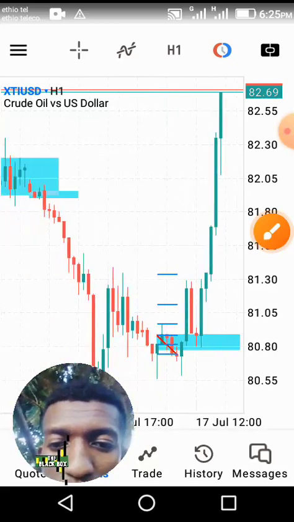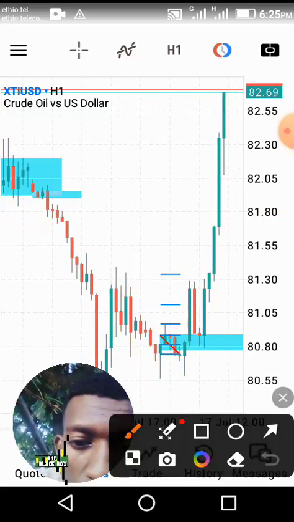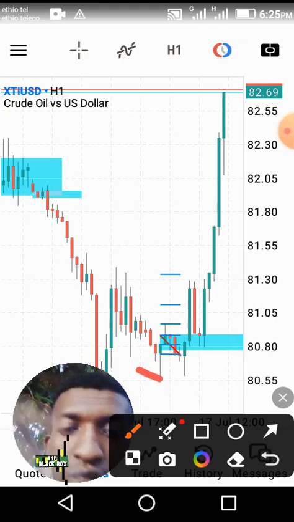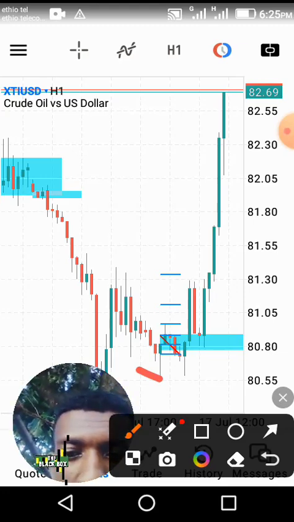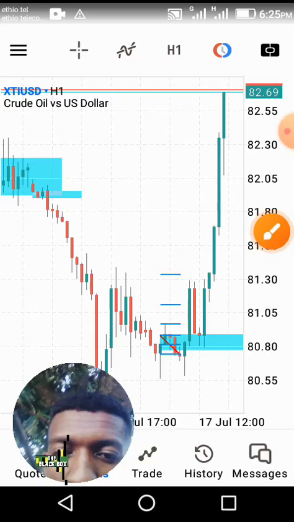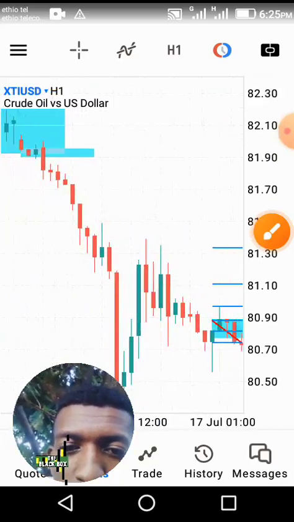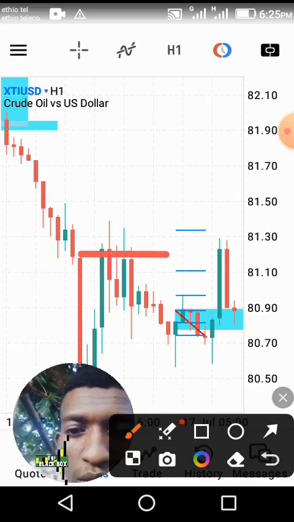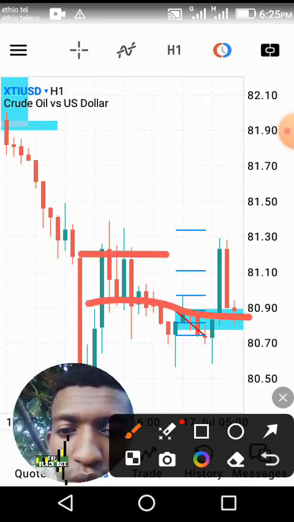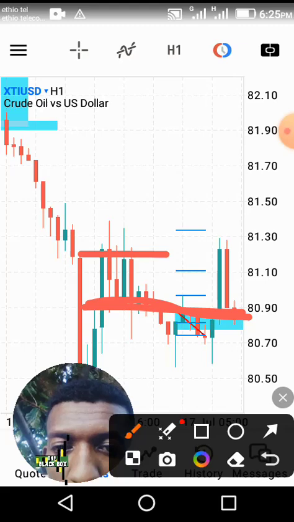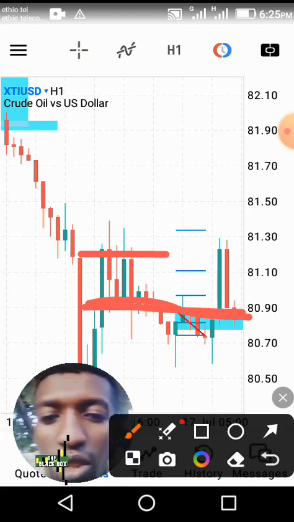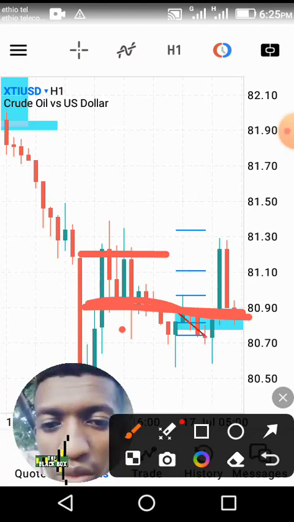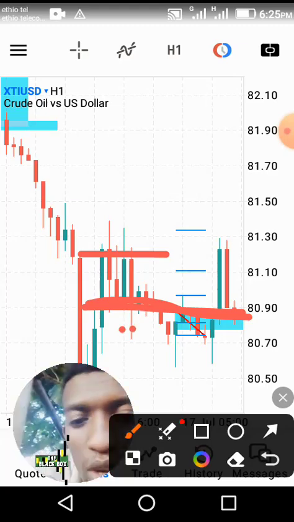Okay? So you can see here what happened, the break of structure, right? Down here. So they are selling. What about us? We do not sell. Why? Because the black box is right here. And what happened? The 5% is not touched yet. The 5% is not broken. How do I know that?